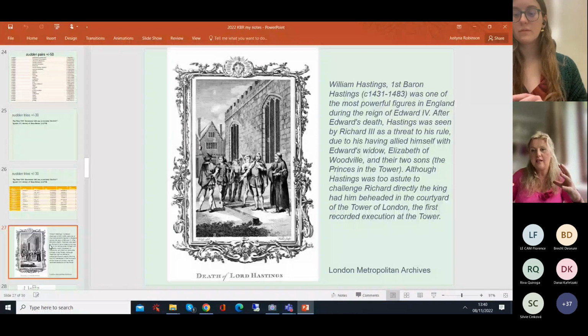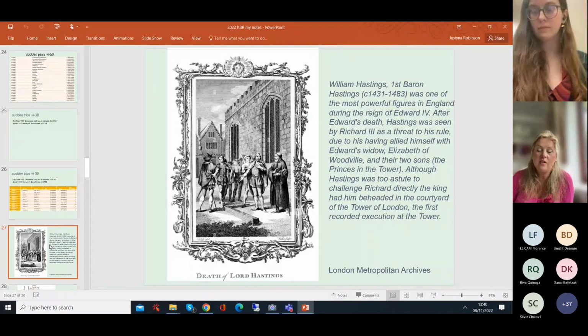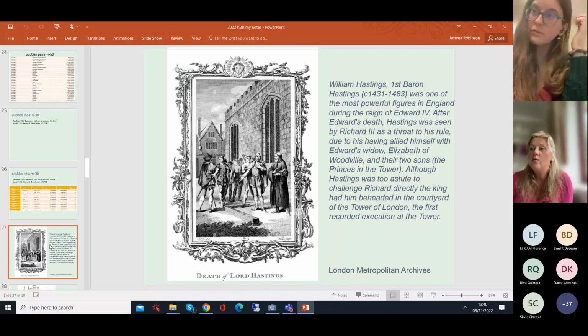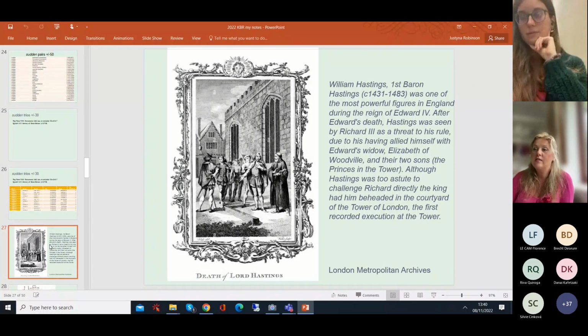was not only really characteristic and really significant of that period, as represented by Linguistic DNA findings, but also significant from the point of view of history, as Speed was representing that history. And we see those visualizations of William Hastings, who was once one of the more powerful figures in England, but he was seen by Richard III as a threat to his rule.